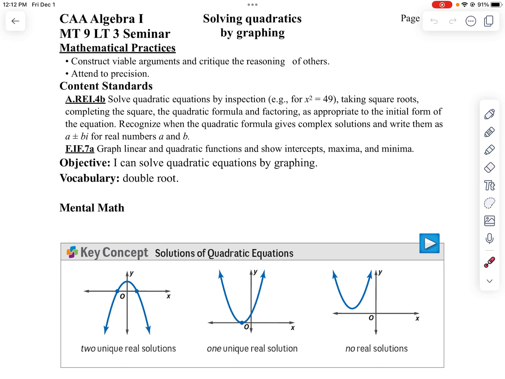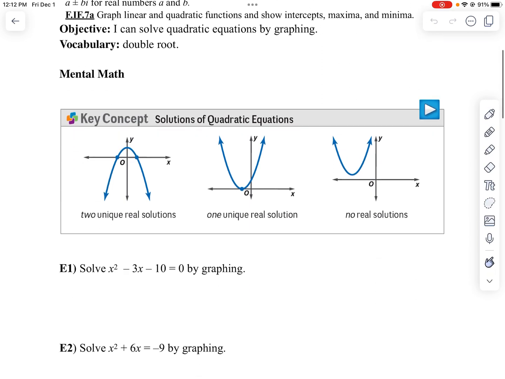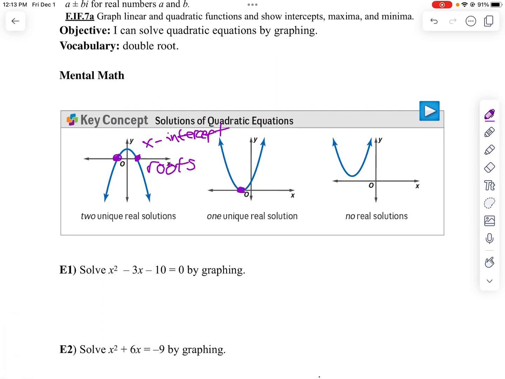When we're in class, we'll probably do some mental math, but we won't do that online. So let's start with our key concept. When you graph a parabola, where it crosses the x-axis, your x-intercepts, notice you can have two of them, one of them, or no x-intercepts. Well, your x-intercepts, when we put it into an equation, turn out to be the same value as the roots. So these are called the roots when we solve an equation.